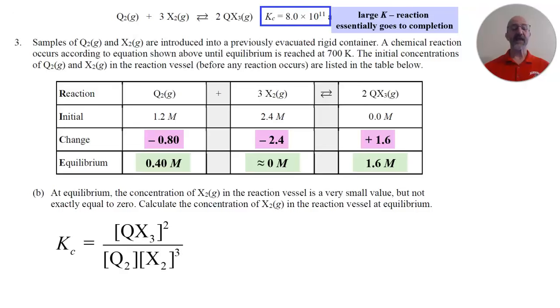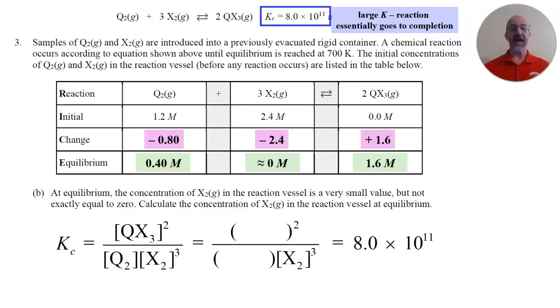Now, the next thing that I will do is set up an algebraic equation, and I will plug in everything that I know except for the concentration of X2. And then I will solve for the concentration of X2. And my prediction is that the value for the concentration of X2 will in fact be a very small number.